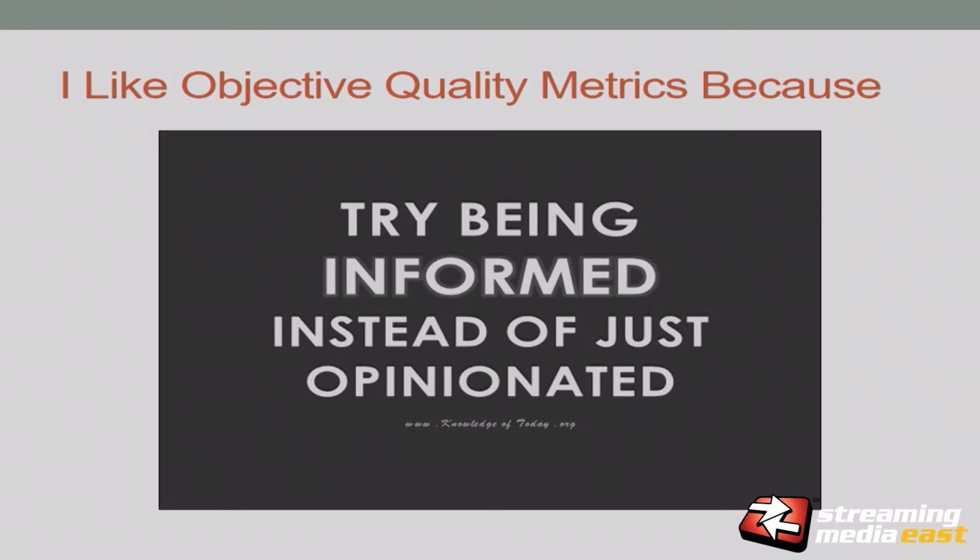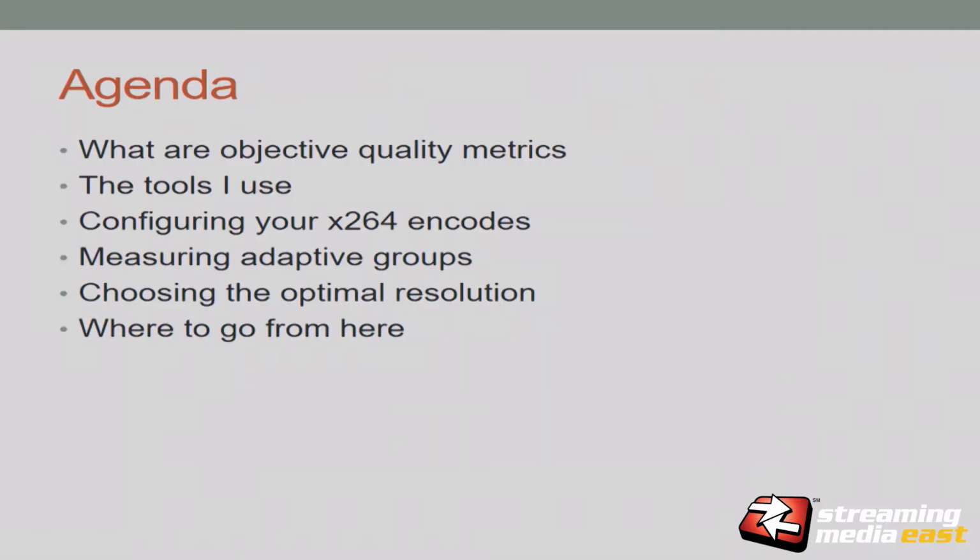There's a tremendous amount of opinion about what you should do and what you shouldn't do, and how much difference stuff makes. But at the end of the day, there's no reason to have an opinion about it. You can very quickly and easily test it and draw a mathematical-based conclusion. So we'll spend a little bit of time on what objective quality metrics are, the tools that I use, and then how I apply that to configure my x264 encodes. Then we'll look at measuring adaptive groups, choosing the optimal resolution for your adaptive groups, and then question and answer. It's a short little 45-minute session, a lot of slides to get through.